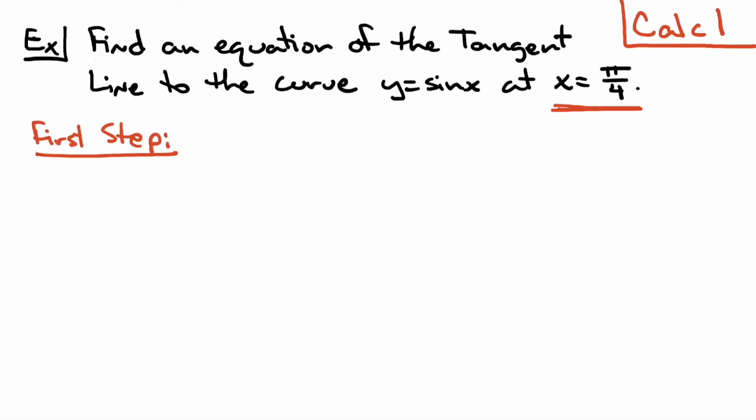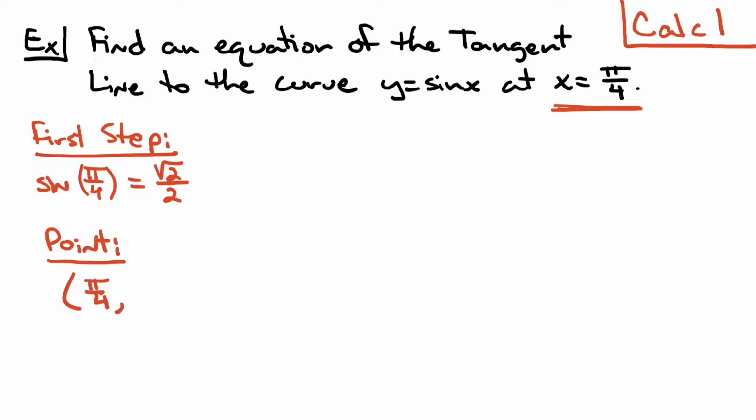I'm going to need the slope and a point. So I'm going to have to find my y coordinate. So I'm going to take the sine of pi over 4 and work it out. I'm plugging that pi over 4 into sine x. All right, and when I find the answer to that, which is the square root of 2 over 2, then I will be able to write my point or ordered pair that's going to fall on this line, and that's going to be pi over 4 and then the square root of 2 over 2.